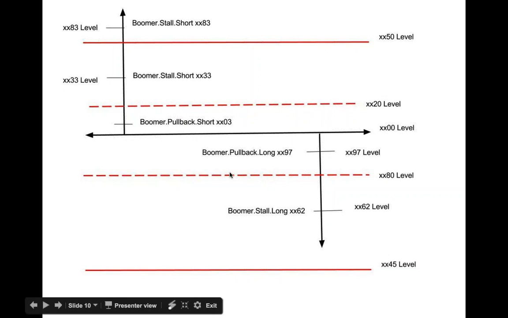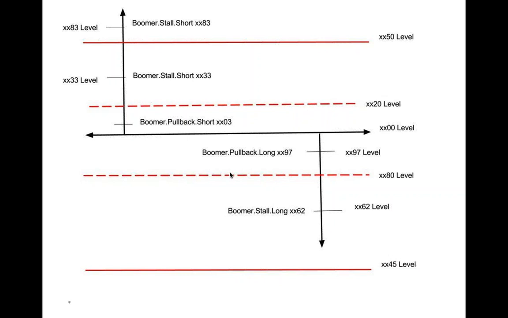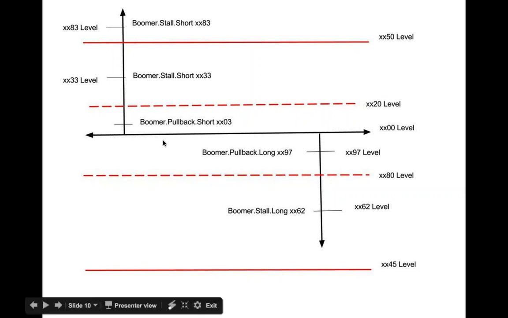Now, I'll be the first one to tell you that about half of these price opportunities don't ever materialize. The reason is because news comes in, and we don't trade in front of news. So if you were to count this, you have one trade here, one trade here, one trade here, right? So you have two boomer stall shorts above the 00, one pullback short above the 00. Then you have one pullback long below the 00 and one boomer stall long below the 00.